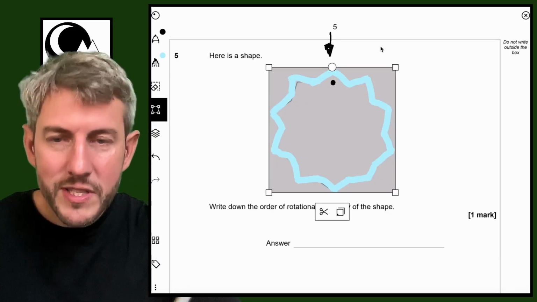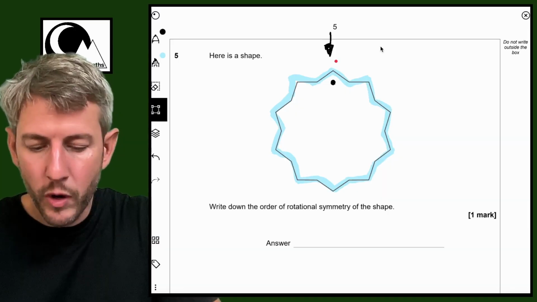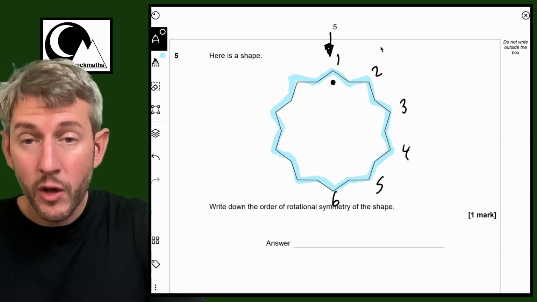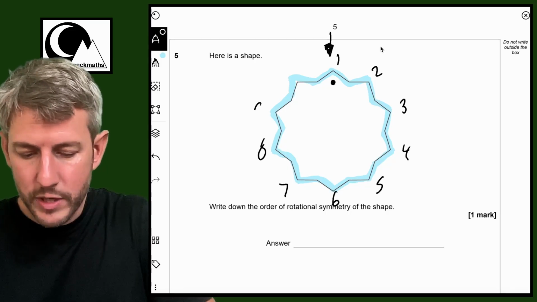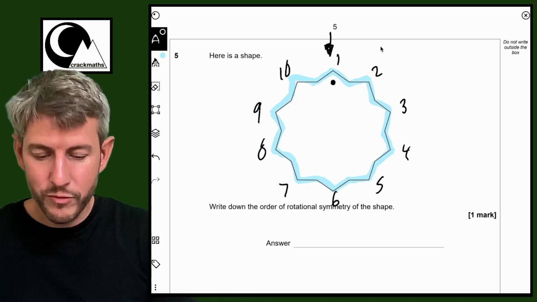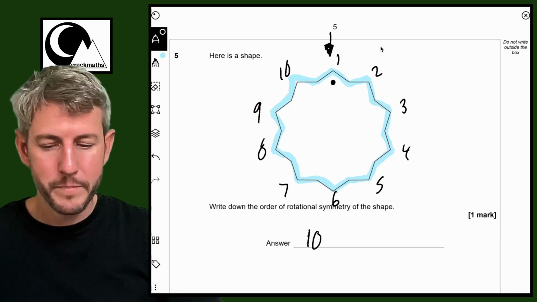Let me just double check that by counting these things. Basically it's every single one of these. So we've got order 1, order 2, order 3, order 4, order 5, order 6, order 7, order 8, order 9, order 10. Okay, so it goes round 10 times. So the order of rotational symmetry is going to be 10. So I'll put a 10 here.